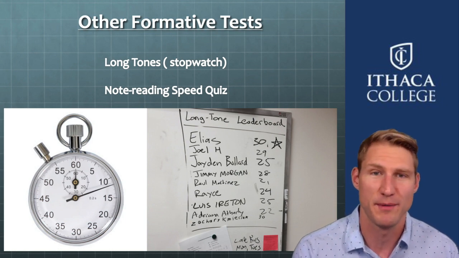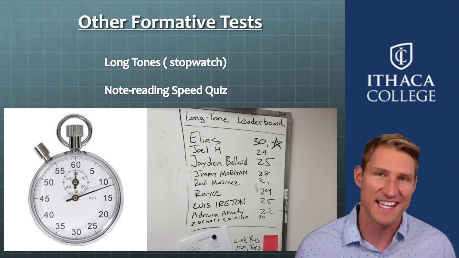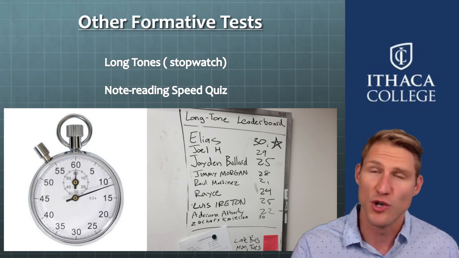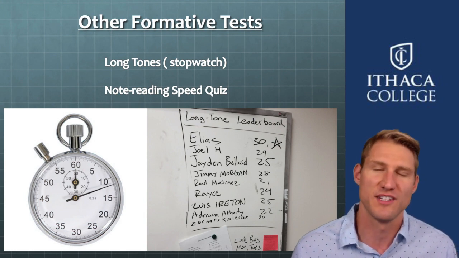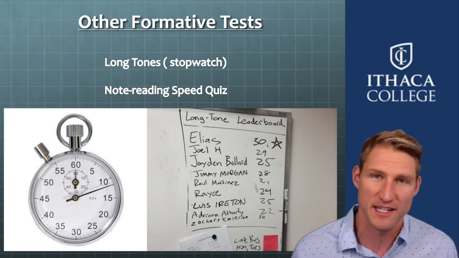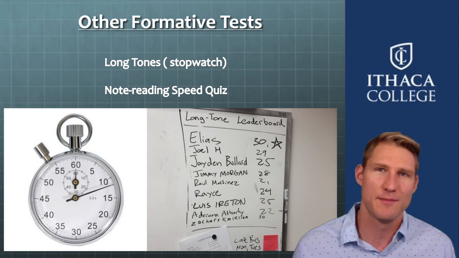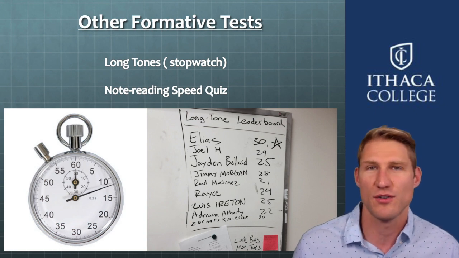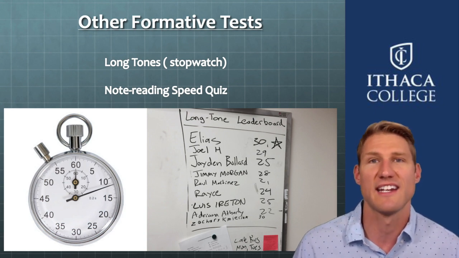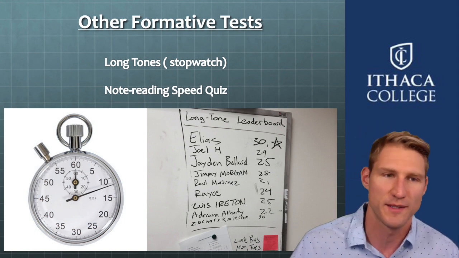Another formative test might be a note reading speed quiz. So having a handout that has notes on a staff with a line, and the student has a particular amount of time to get as many notes correct or incorrect, or perhaps the student has unlimited time and then we just measure how quickly they can identify all of the notes on their instrument.